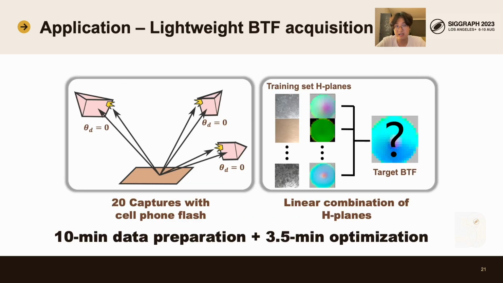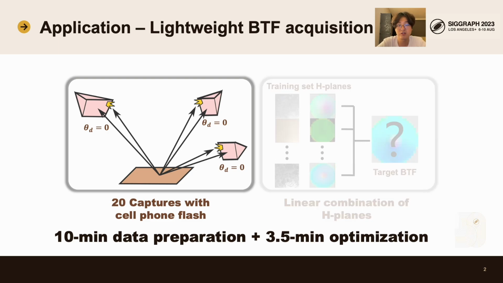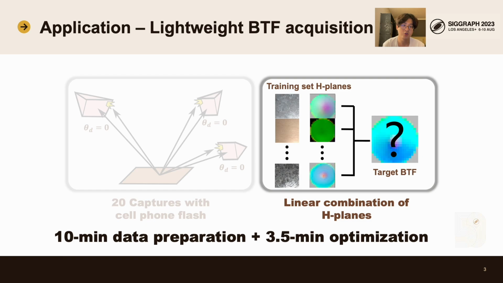Since our universal network can encode the prior of different BTFs, we can therefore achieve a lightweight BTF acquisition approach with only 20 cell phone flash photos, instead of exhaustively getting the full measurement of the angular information. Note that all data points are under collocated lighting, which means the difference vectors are always zero. However, our universal network can still obtain the biplane features of that BTF by optimization. Also, to prevent blank areas in the optimized H-planes, we use the linear combination of H-planes in our dataset to fit the target BTF.